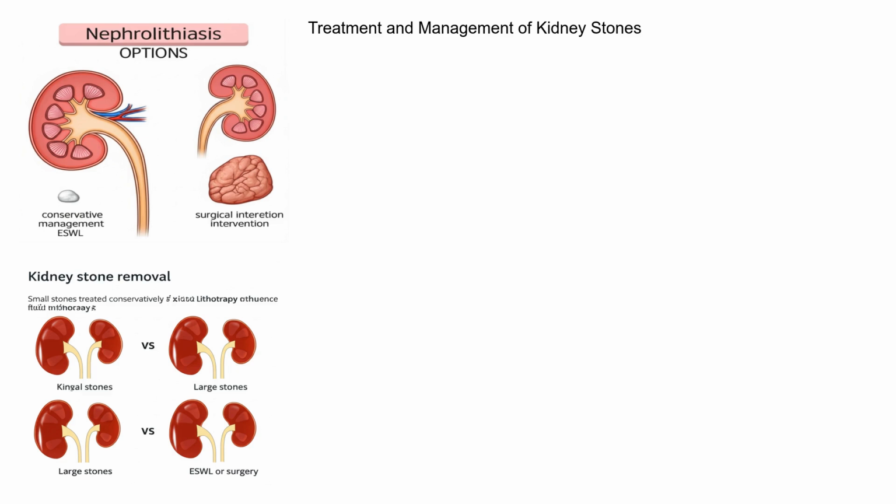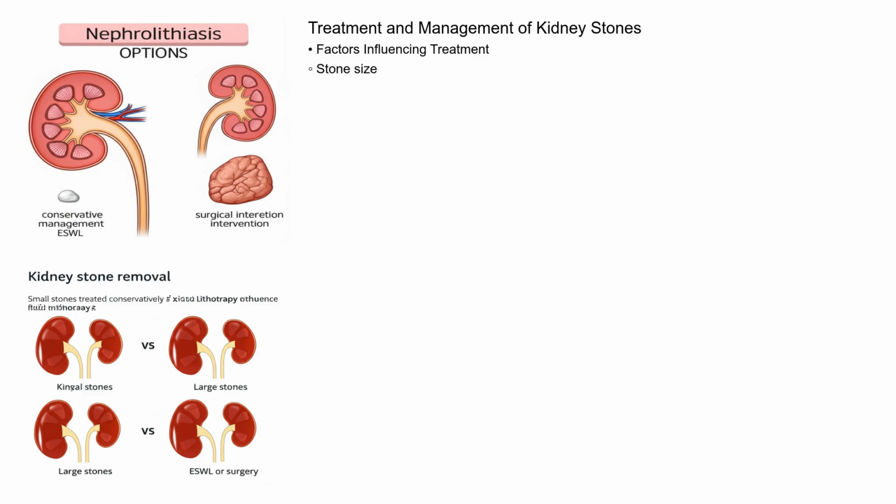Treatment and management depend on the size, location, and composition of the stone, as well as the severity of symptoms. Small stones may pass on their own with increased fluid intake and pain medication. Alpha blockers can help relax the ureter and facilitate stone passage. Larger stones may require more invasive procedures, such as extracorporeal shockwave lithotripsy, or ESWL, which uses shockwaves to break the stone into smaller pieces. Ureteroscopy involves inserting a thin scope into the ureter to remove the stone.